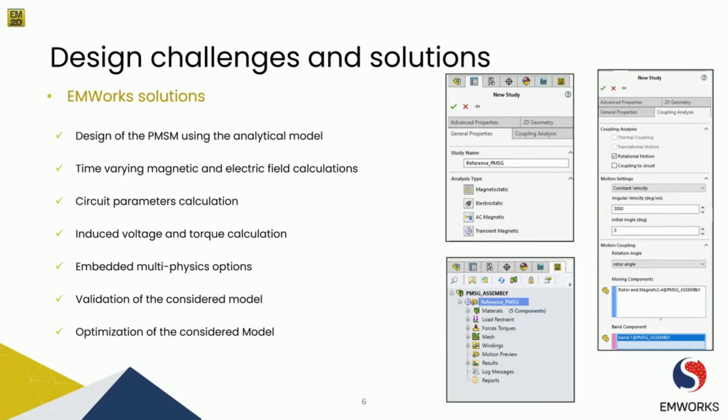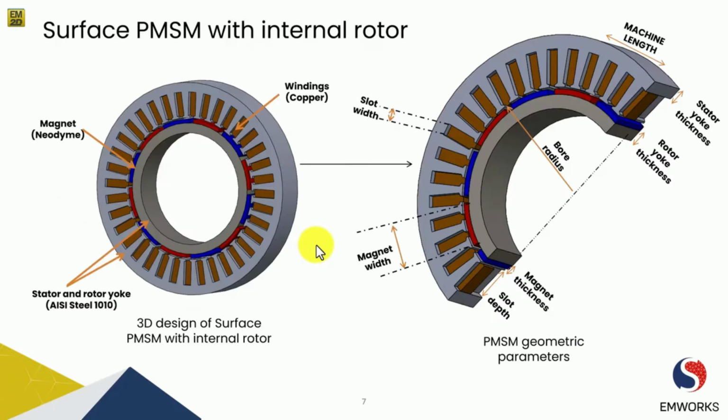So let's go back to today's webinar topic, and here is the model that we are considering for the wind turbine application, and we will optimize the number of rotor poles, as you can see in a later slide. We have a surface PMSM model with an internal rotor. We have a neodymium magnet, we have used electric steel for the stator core, and we have copper windings.